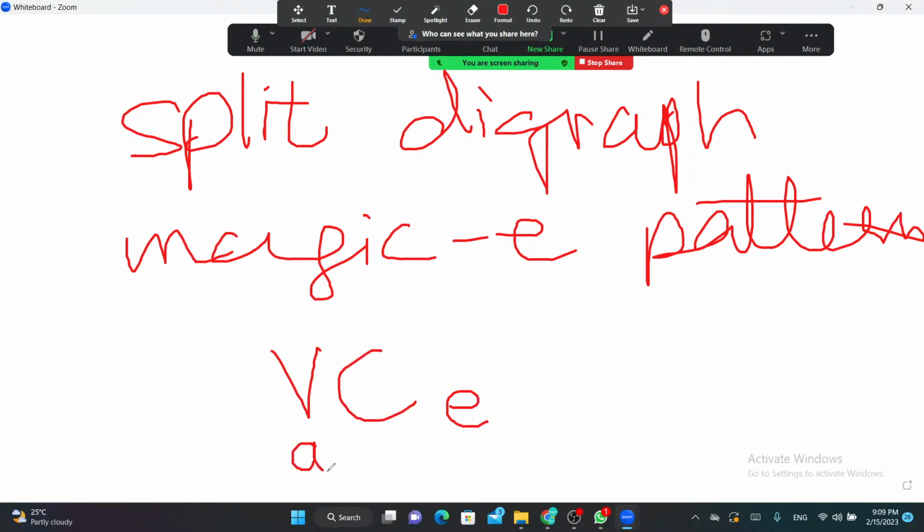So A T E. Remember this, remember the word eight. This is the pattern that we are learning: a vowel, then a consonant, and a silent final E. Magic E is a silent final E.